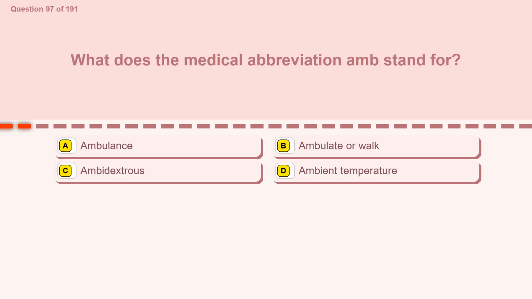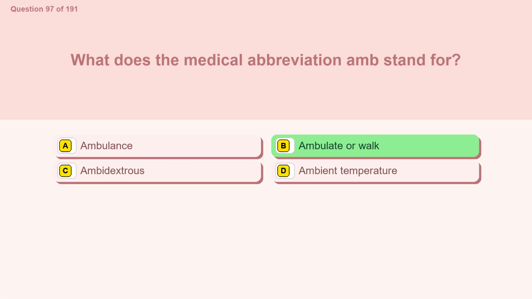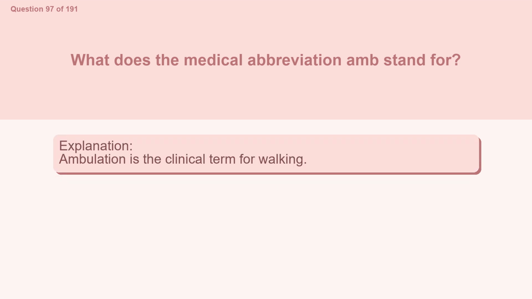Question 97. What does the medical abbreviation AMB stand for? Option A, ambulance. Option B, ambulate or walk. Option C, ambidextrous. Option D, ambient temperature. The correct answer is option B, ambulate or walk. Ambulation is the clinical term for walking.